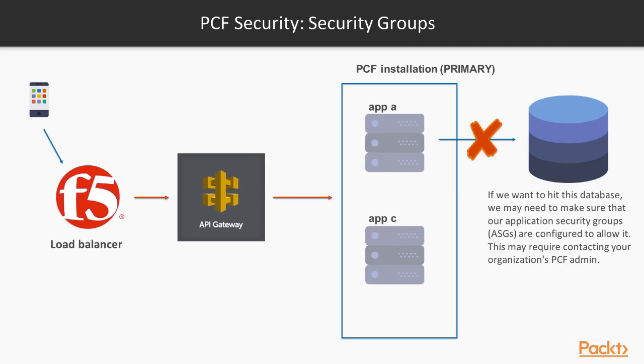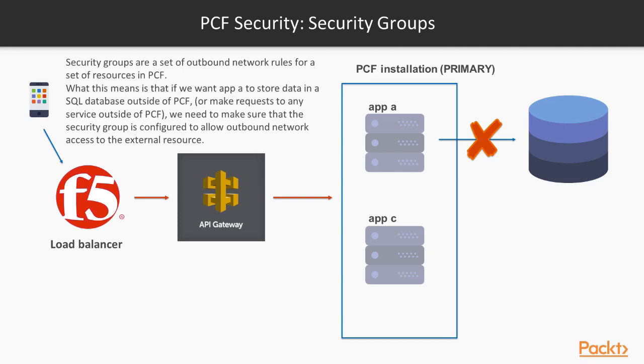So security groups. What is this application security group, or ASG, in PCF? And this is very important. Hear me out here. When you're in your organization and your PCF, there are always going to be issues where you push your application to PCF and your application is writing to a database that is not managed by PCF. It's in some other network, in a different part of your organization's network. And typically, your applications don't have permission to talk to external resources. The application can't send requests to external resources because of the application security groups. They're outbound network rules for a set of resources in PCF.